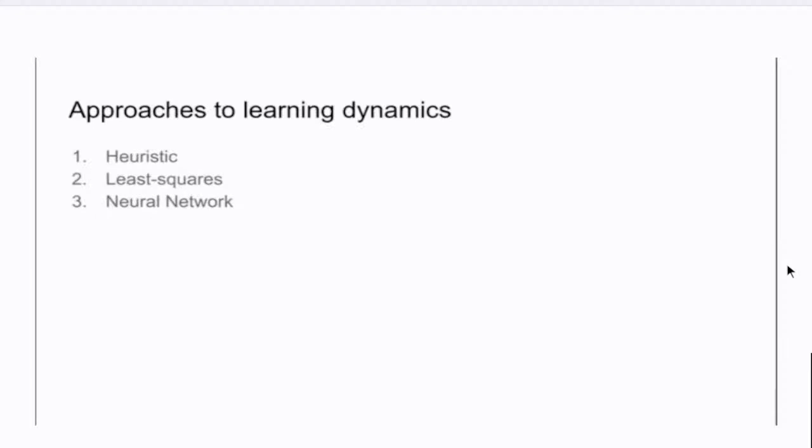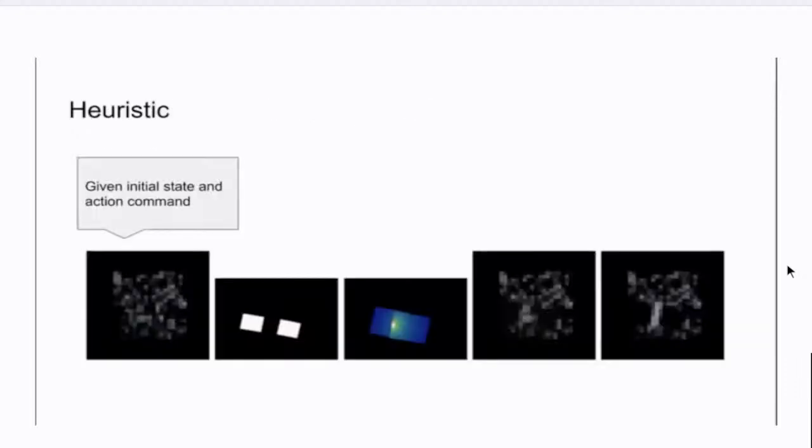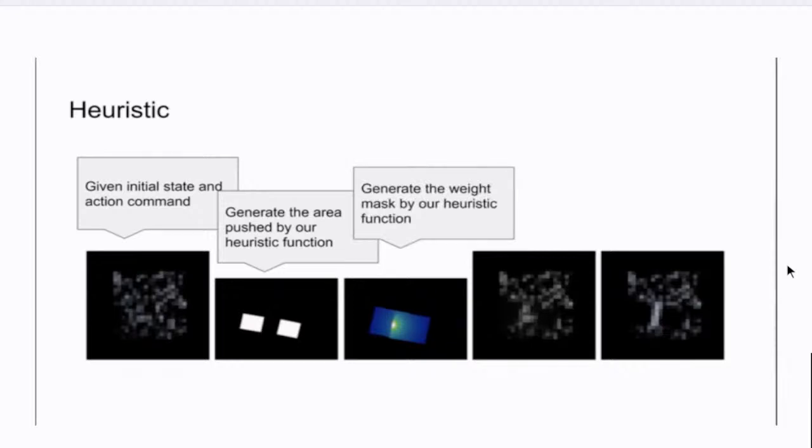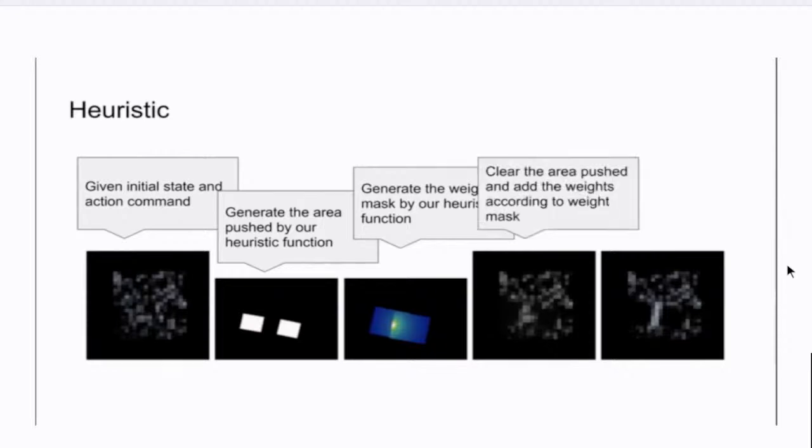We have tried 3 different methods for learning the dynamics of our particle systems. Currently, non-deep methods, including the heuristic model and the least squares method, work, but neural networks do not work well. The heuristic model contains 4 parts. First, we are given the initial state and the action command. Then, based on this state and the command, we generate a mask representing the pushed area by our heuristic function. Later, we generate a mask for weight allocation on the area mask. And finally, we clear the pixels according to the area mask and reallocate these cleared weights according to a weight mask.